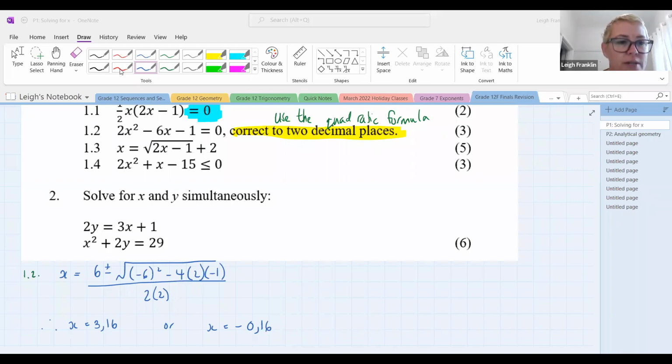Okay, so 100%. So this is out of 3 marks, 1 mark for subbing into the formula, a mark on that answer, and a mark on that answer over there. Okay, good stuff. Well done, guys.